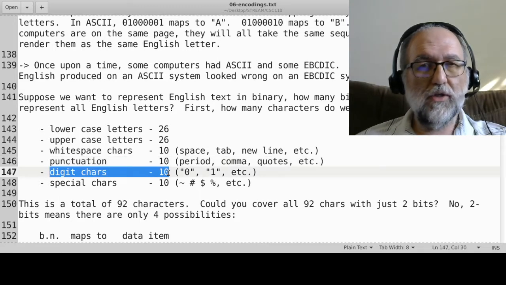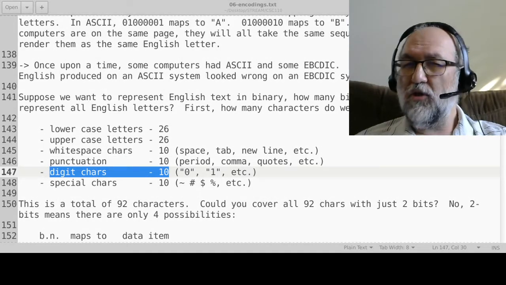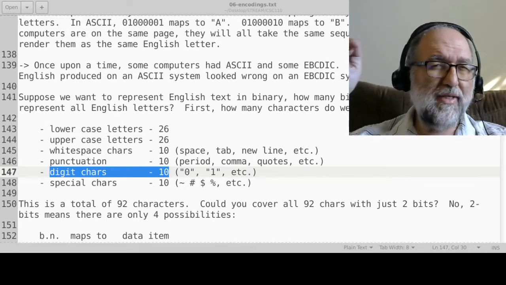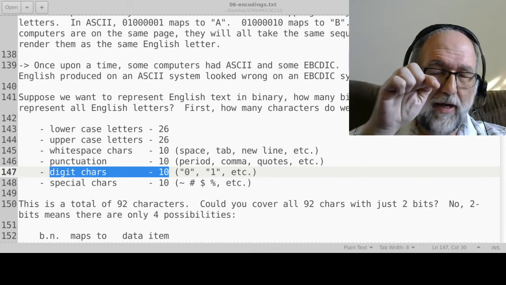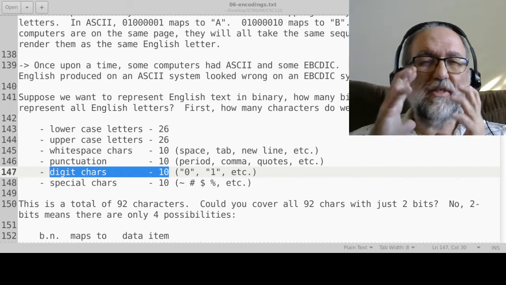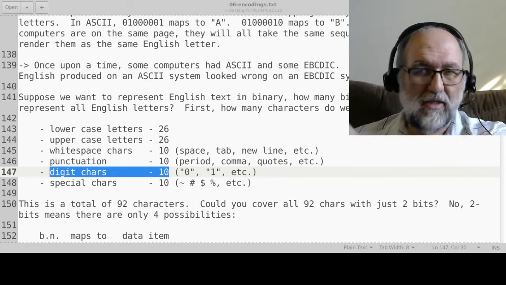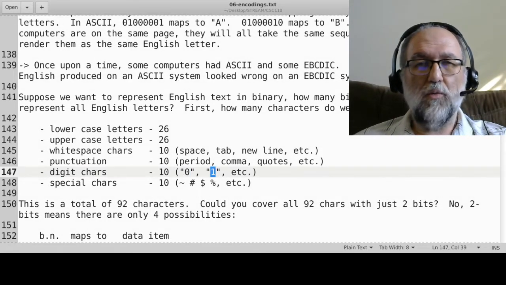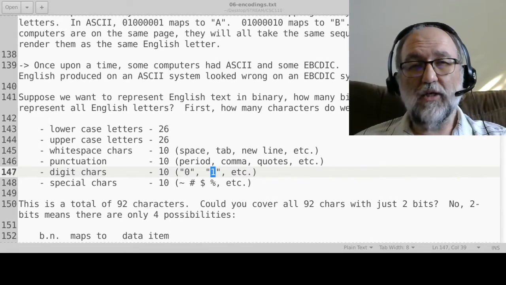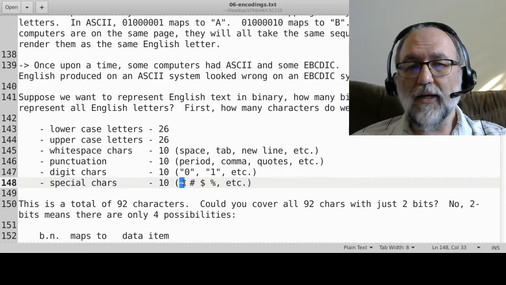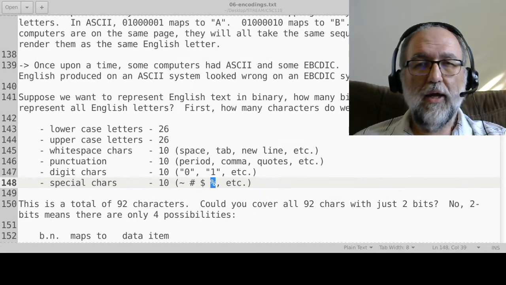We're also going to need the digit characters. Don't think of these as numbers, just think of them as digits, as if they were letters. If I were to write the number 365, I'd have to write the symbol 3 and the symbol 6 and the symbol 5, not the value 365, just the symbols 3, 6, and 5. And we need 10 of those: the symbol 0, the symbol 1, and so on. I think for English we need that too. But we also then need some special characters, and again I'll say about 10 things like the tilde, the number sign, the dollar sign, the percent sign, things like that.